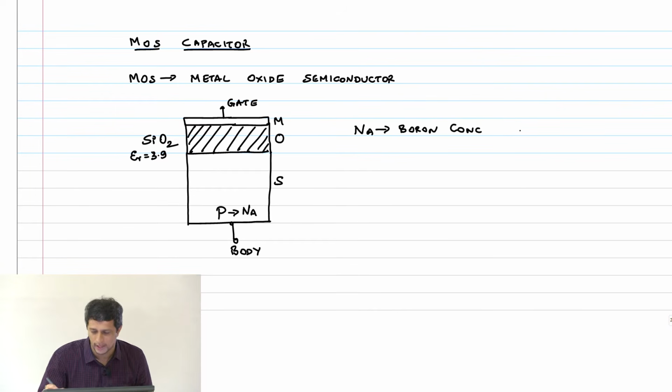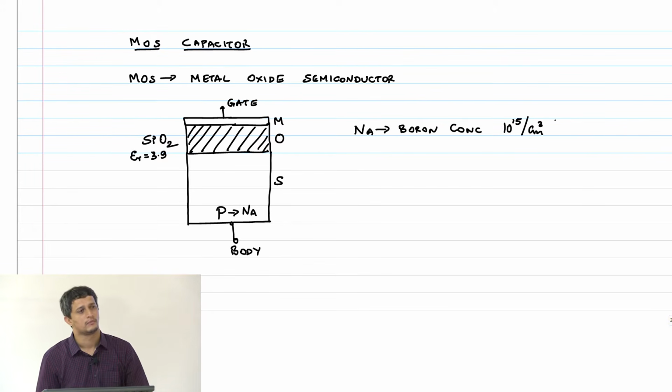What is the typical number again? It's about maybe 10 power 15 per centimeter cubed. This is not very heavily doped. You can go up to 10 power 17, 10 power 18, and that becomes a very heavily doped semiconductor, which we will come to a little later.